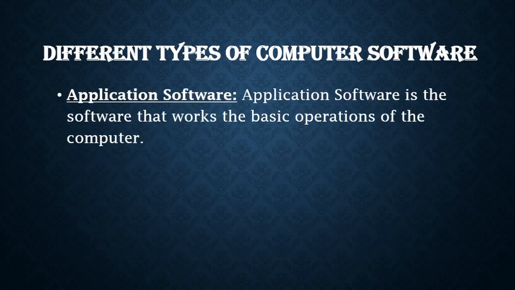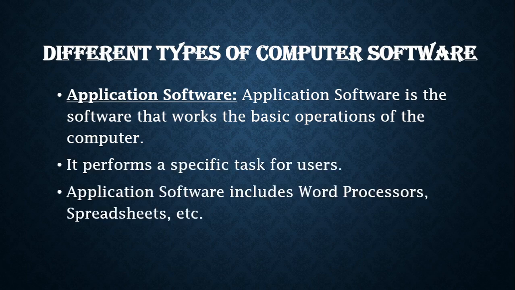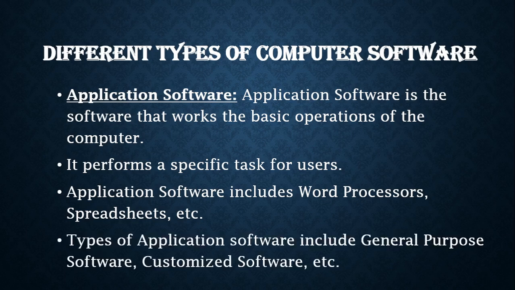Then we have application software. Application software is the software that goes beyond the basic operation of a computer. It performs a specific task for users. Application software includes word processors, spreadsheets, etc. Types of application software include general purpose software, customized software, etc. So here you can see the examples, word processor, spreadsheet. The user uses such types of software to perform some task.